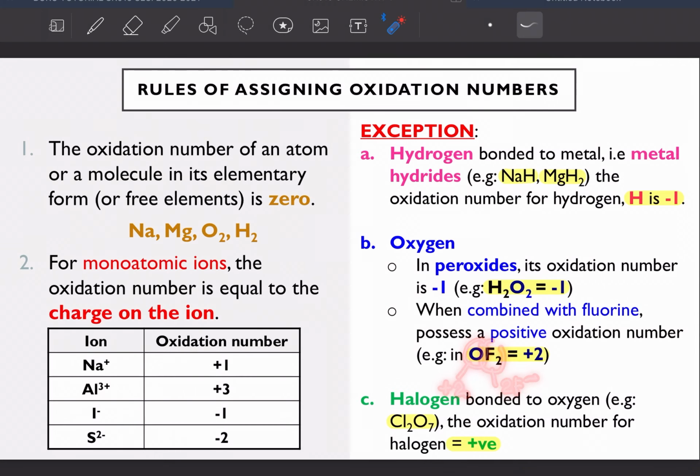Okay, so that's why. Next you have halogen. When it is bonded to oxygen, okay, like in Cl2O7, the oxidation number for halogen will be positive. Okay, so in this case pula, selain fluorine, okay, bila oxygen ni selain dengan whoever halogen yang selain fluorine, dia akan jadi negative, while your halogen will be positive. Okay, alright, so in this case oxygen lebih electronegative.